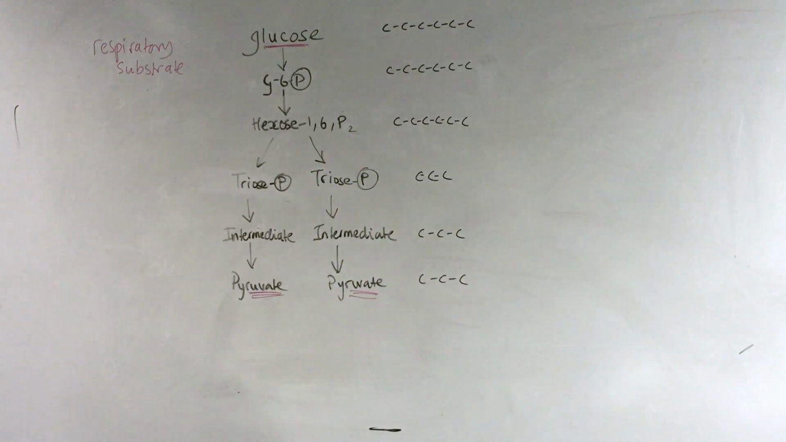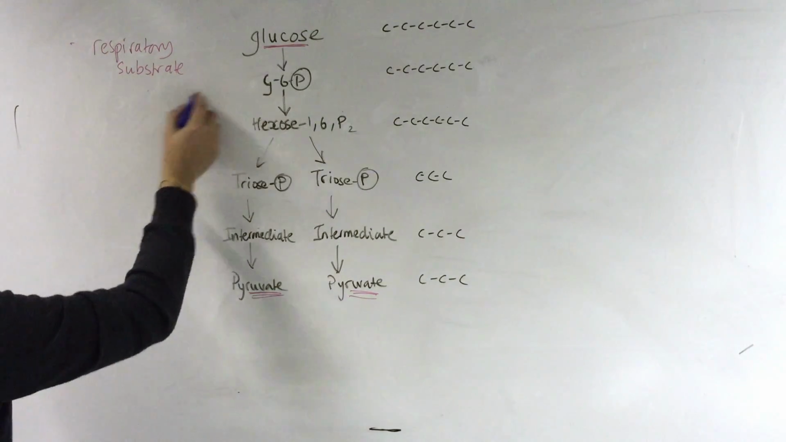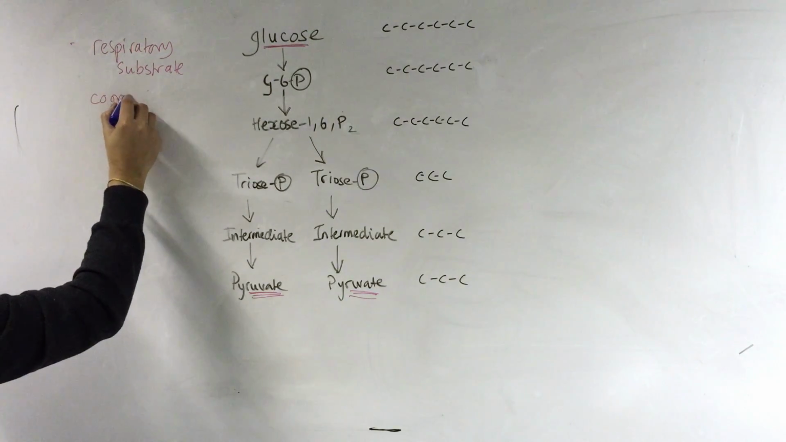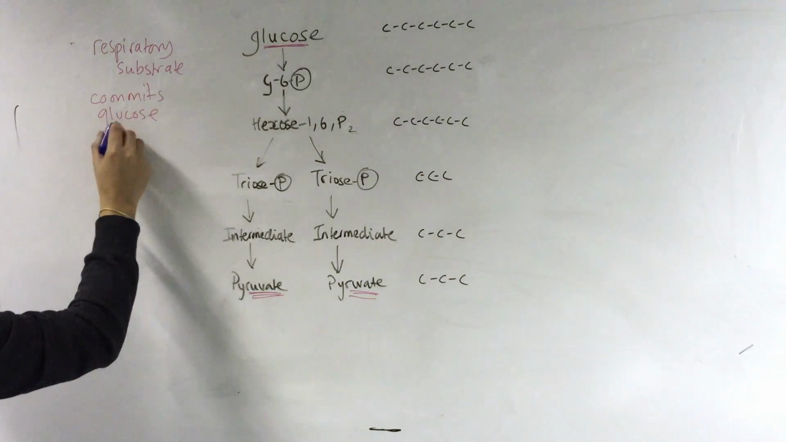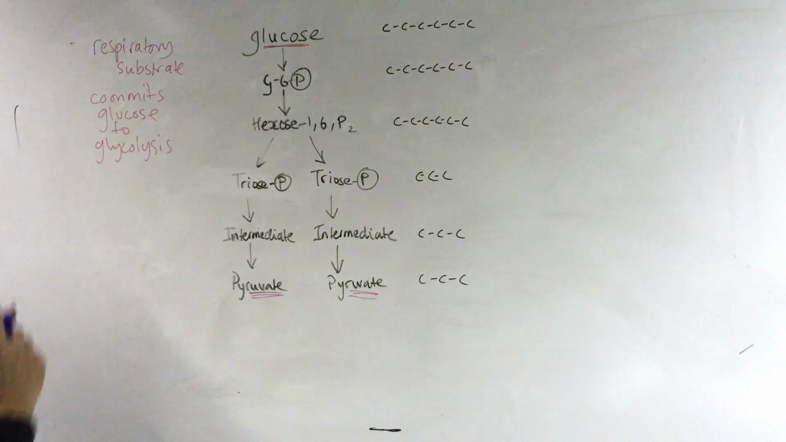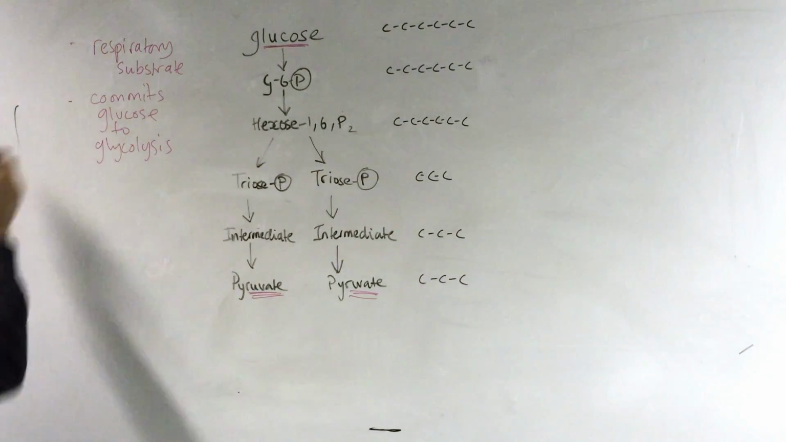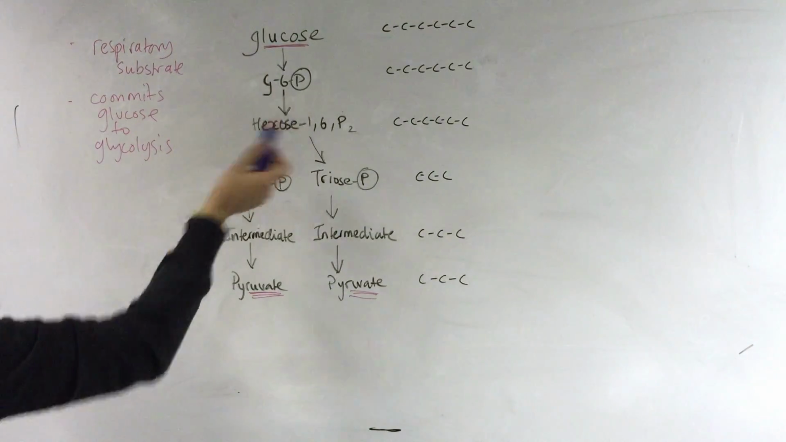So this step is important. This first phosphorylation commits glucose to the process of glycolysis by adding a phosphate group.